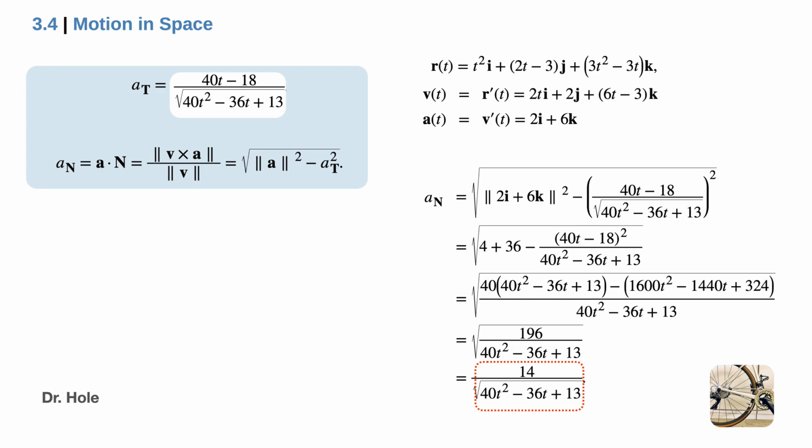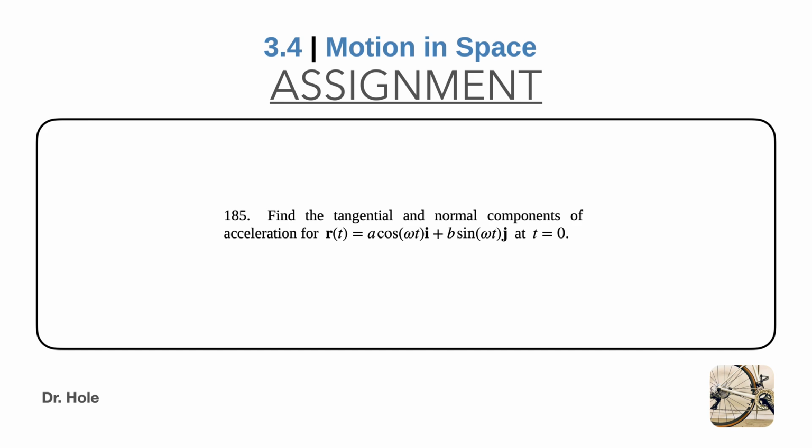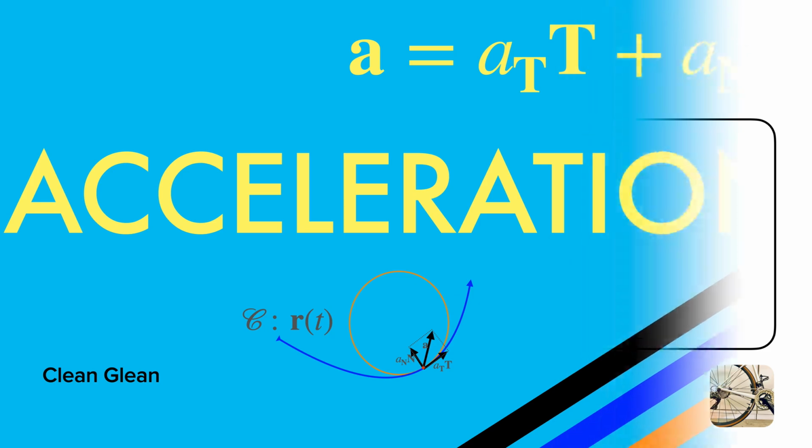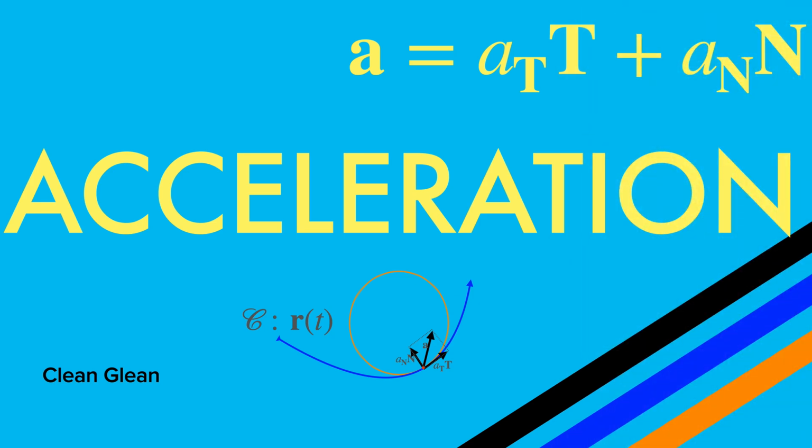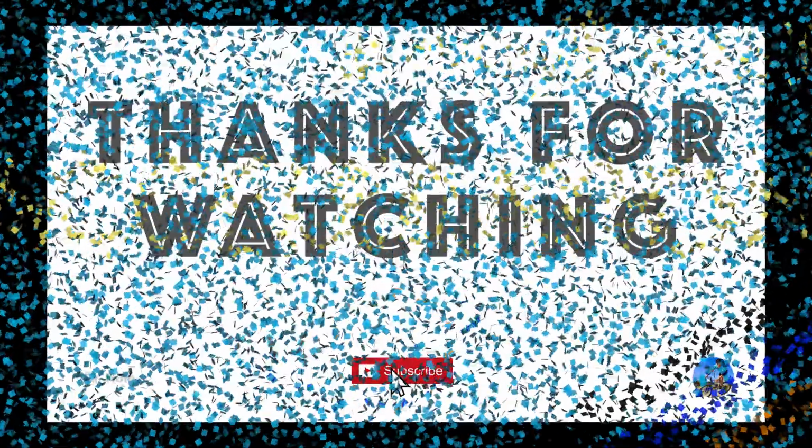And again, we get that the normal component of acceleration is a function depending on t. This is to come up with acceleration at any time t. Beautiful. So here's one for you to play around with. And that is a clean glean on acceleration. Thanks for watching.